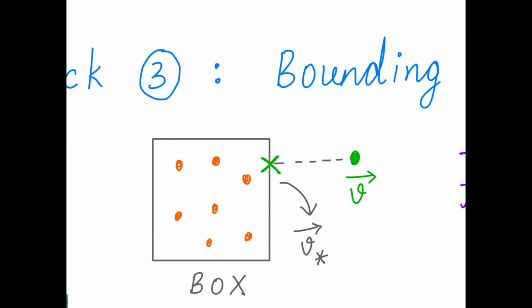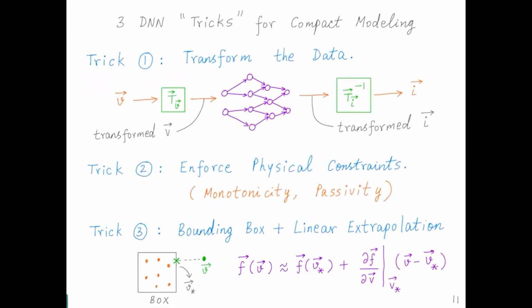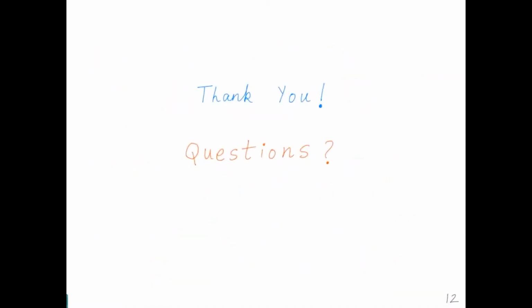So what we do is, I'm almost done, we take this point v star, which is on the box, and then we use this kind of a relationship to extrapolate the data based on evaluating the neural network only on the box and not at some point well outside the box. So that's the end of my talk. I'll be happy to answer questions.